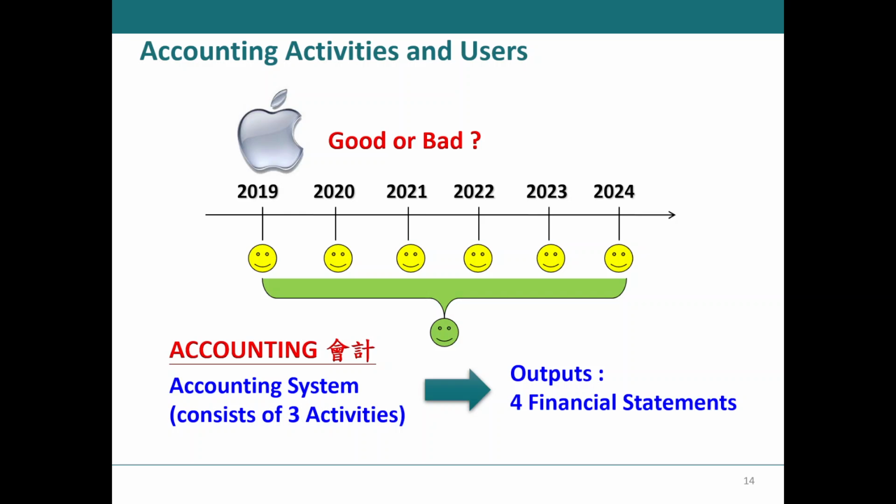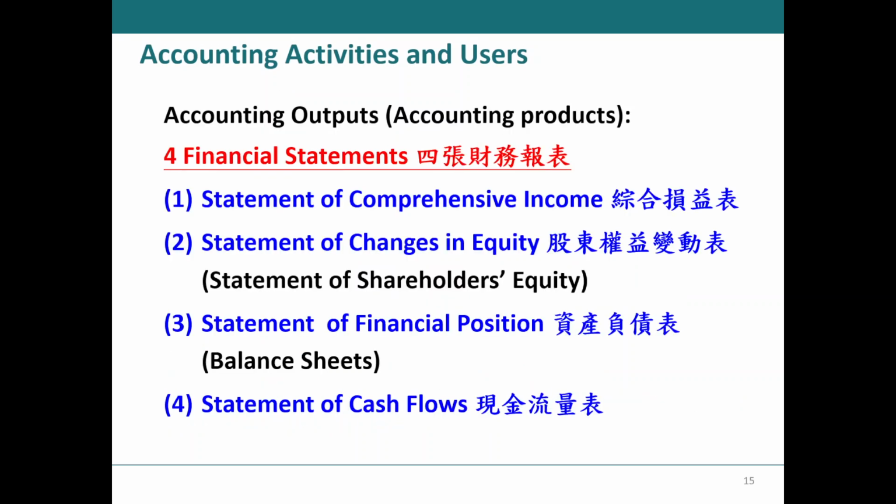So what are these 4 financial statements? Statement of comprehensive income, 综合损益表. Statement of changes in equity, 股东权益变动表. Statement of financial position, also called the balance sheet, 资产负债表. And the last one, statement of cash flows, 现金流量表.